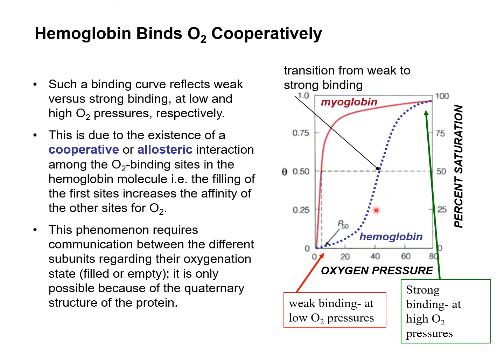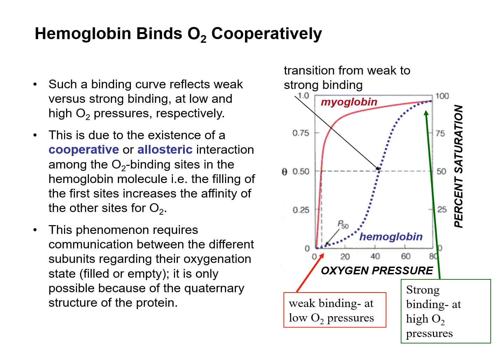And this is a special feature of hemoglobin, which shows the sigmoidal oxygen binding curve due to cooperative oxygen binding. Such a binding curve reflects weak versus strong binding at low and high oxygen pressures respectively. And this is due to the existence of a cooperative or allosteric interaction among the oxygen binding sites, because there are four hemes within the hemoglobin molecule. In other words, the filling of the first heme site increases the affinity of the other sites for the oxygens of the other hemes in the other subunits.